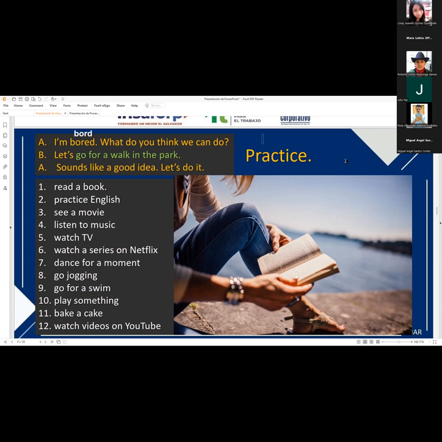Miguel. Sounds like a good idea. Sounds like a good idea. Let's do it. Excellent. Very good. Thank you, Leticia. Thank you, Miguelito. So that's nice. Very good.